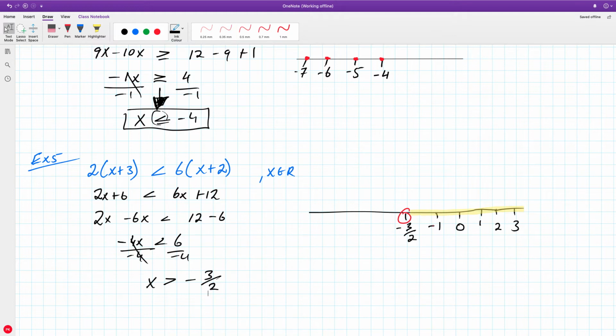Right, the last type of these we're going to look at. Nearly there, guys, about 10 minutes.